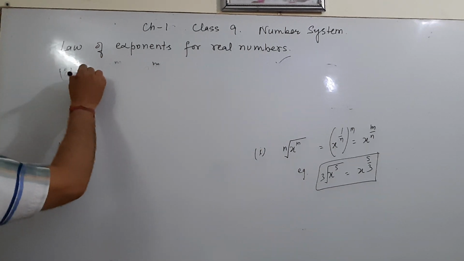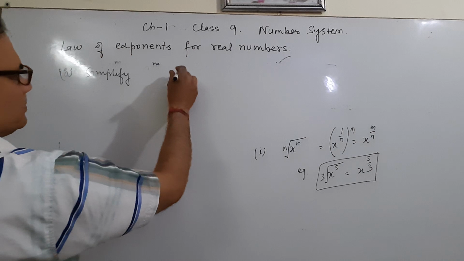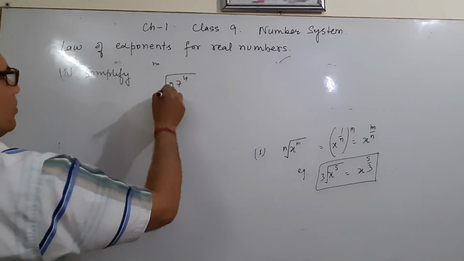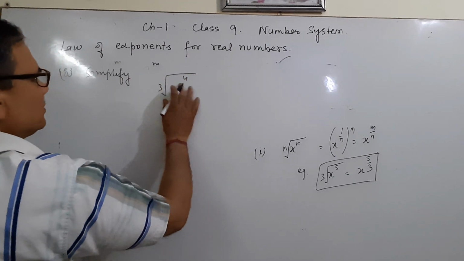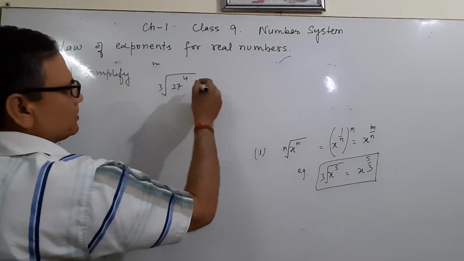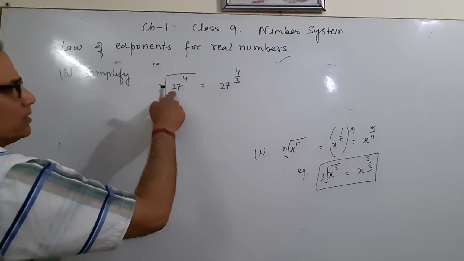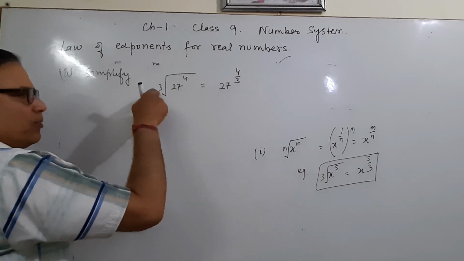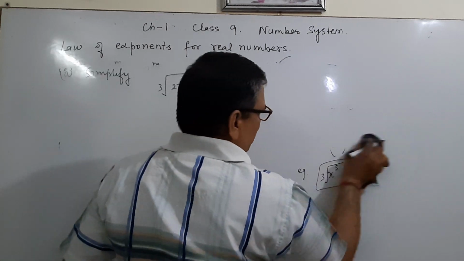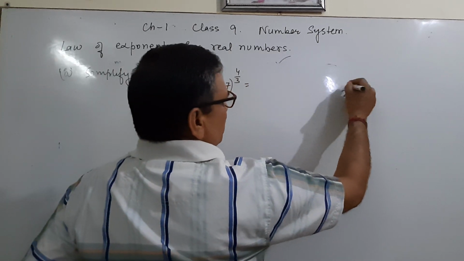Now simplify 27 power 4 whole power third. 27 power 4, in what form can we write it? This is 27 power 4 upon 3. Base, numerator upon denominator. And this 27 we have to factorize. What are the factors of 27? Here is 27.